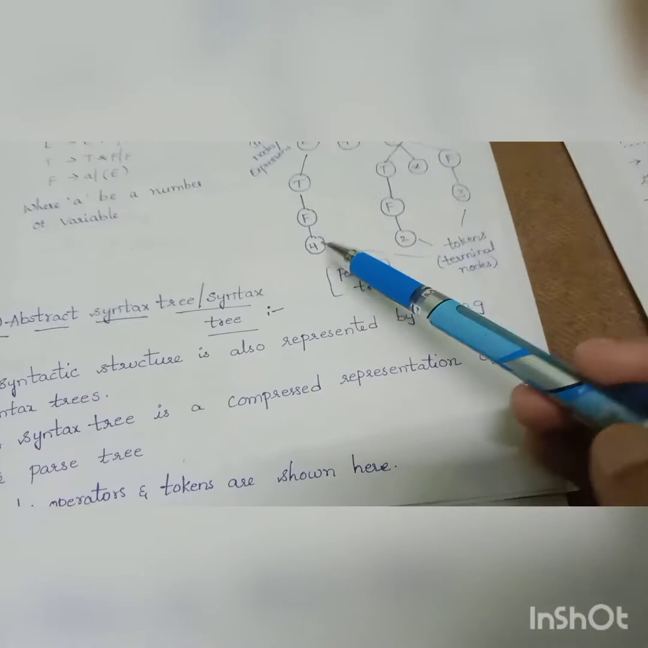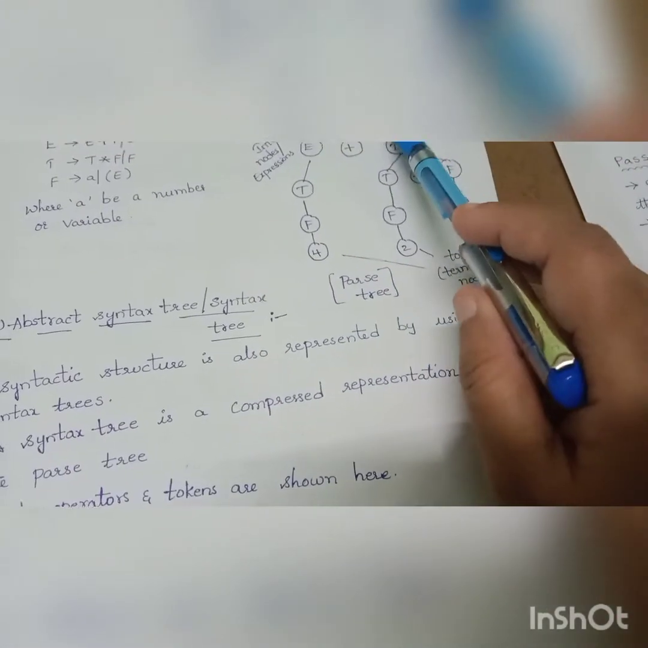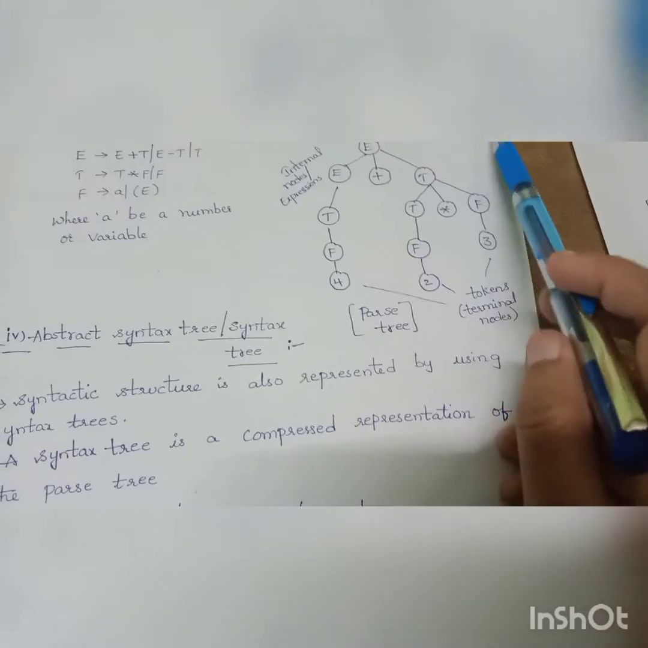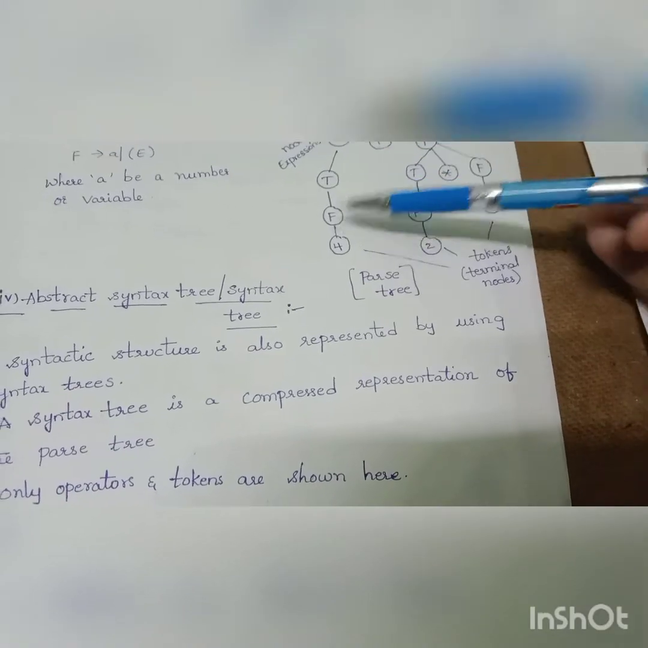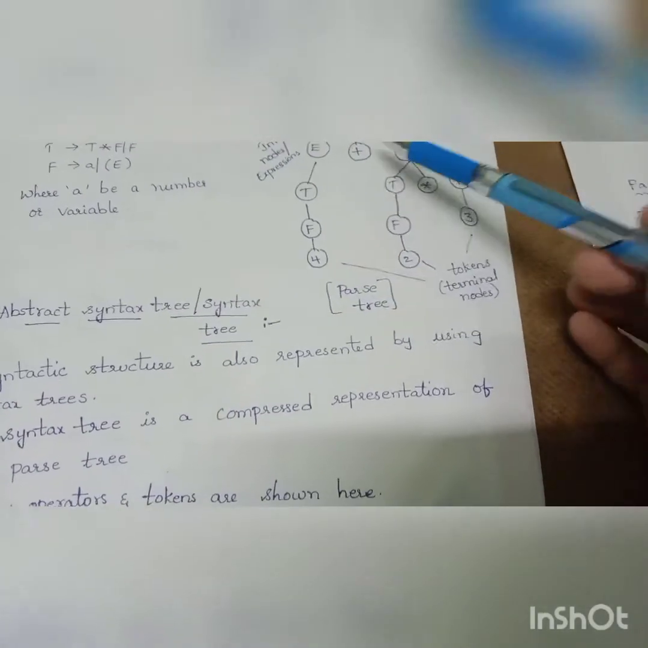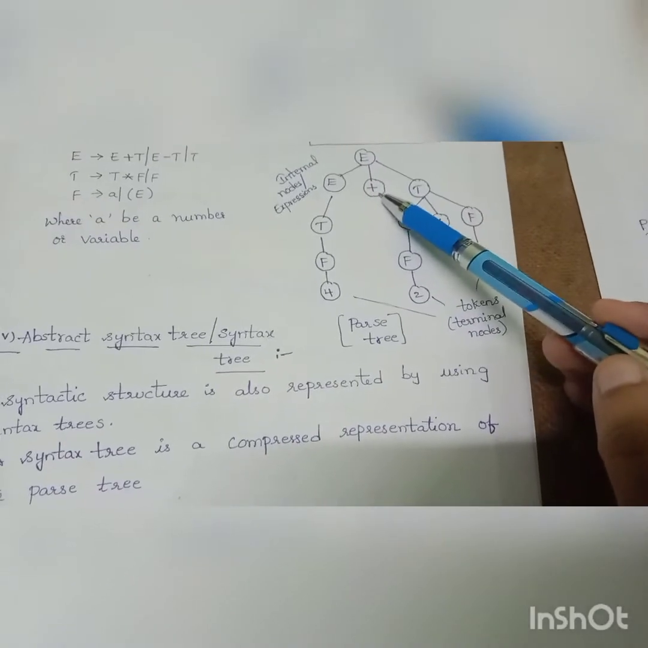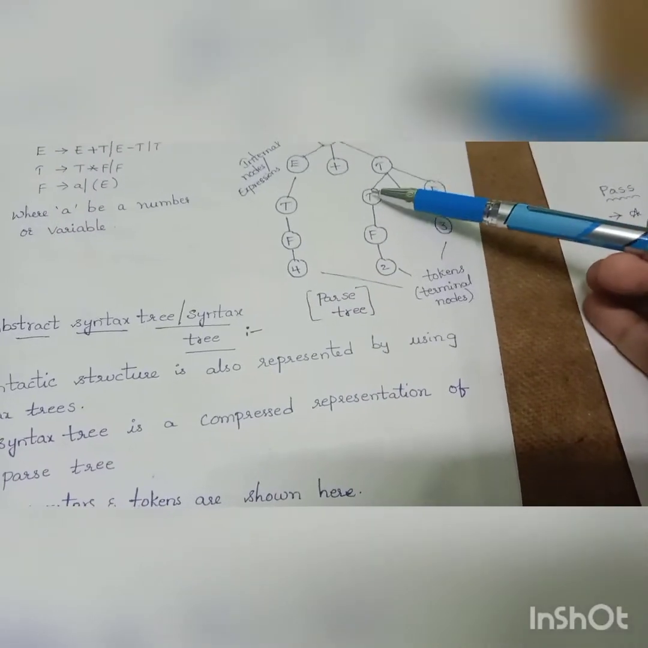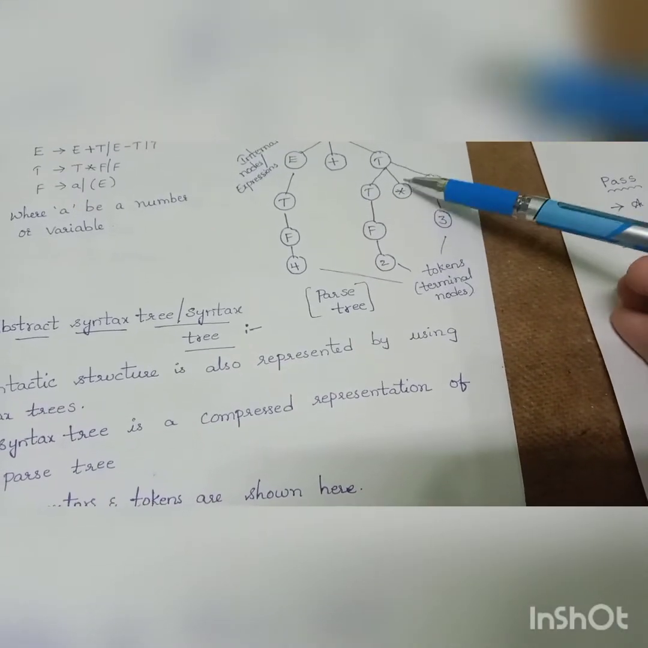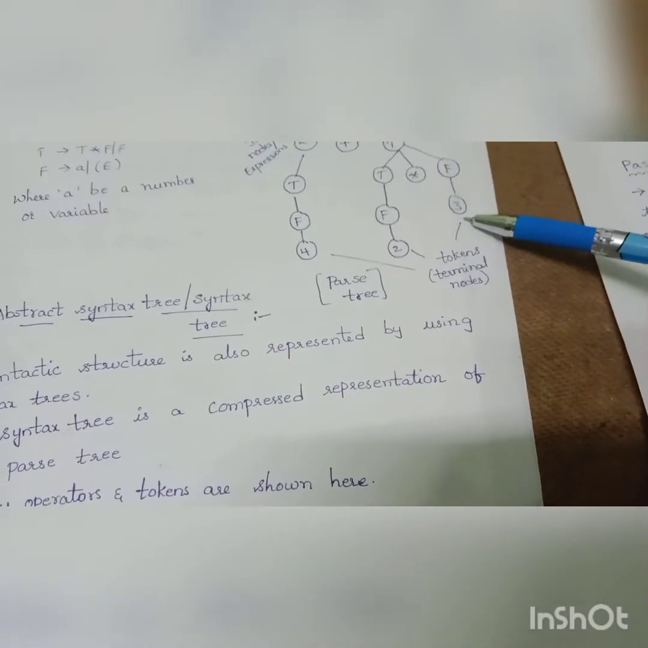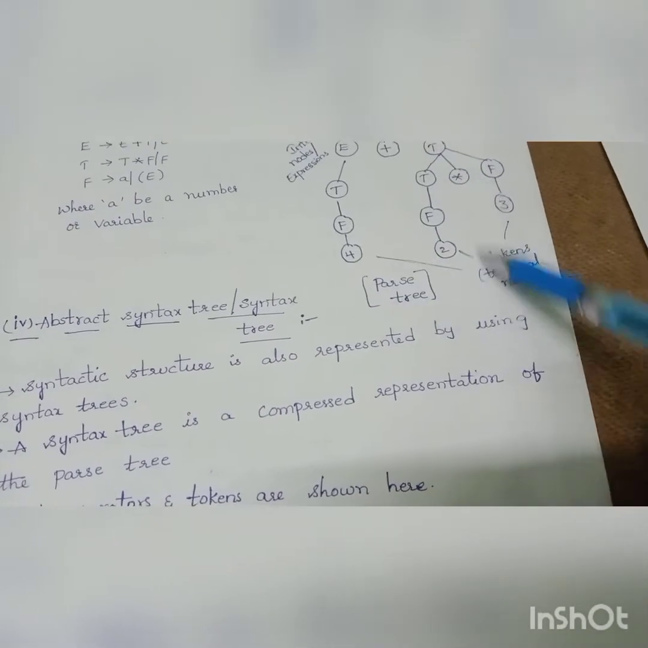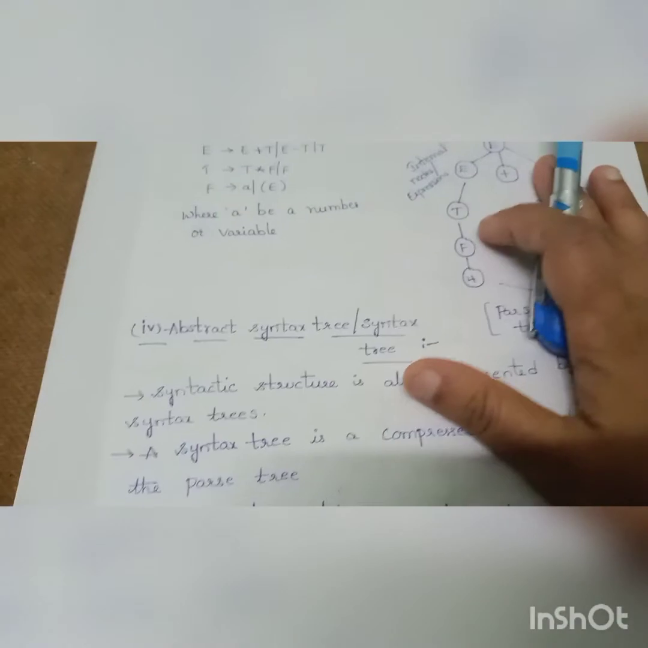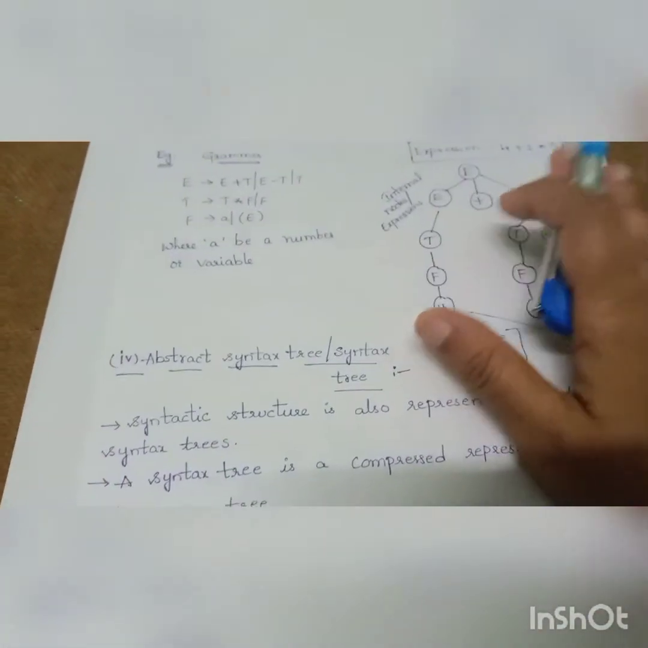Now let's check the expression. Here it should satisfy 4 plus 2 into 3. So we got 4, and then the addition operator plus, and next 2. And next star. And next one is 3. The tokens are nothing but the terminal nodes. So the expression 4 plus 2 into 3 has been satisfied. This is our parse tree. Based on the given grammar, we construct the parse tree.